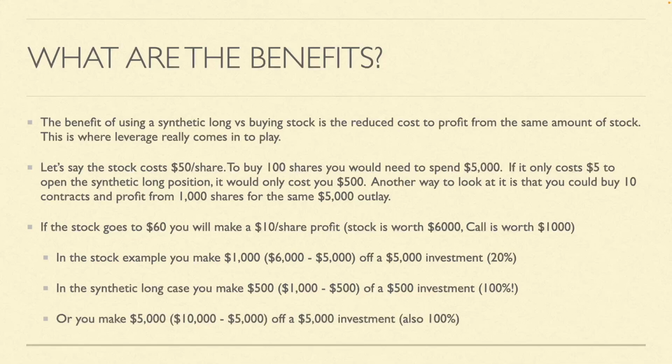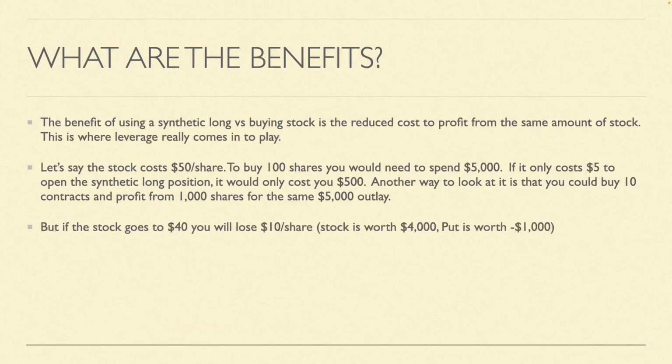Or you can make $5,000. $10,000 is the value of 10 synthetic longs, and $5,000 is what you paid to buy them, so you get $5,000 on a $5,000 investment. It's still 100%, but you made $5,000 instead of $500.